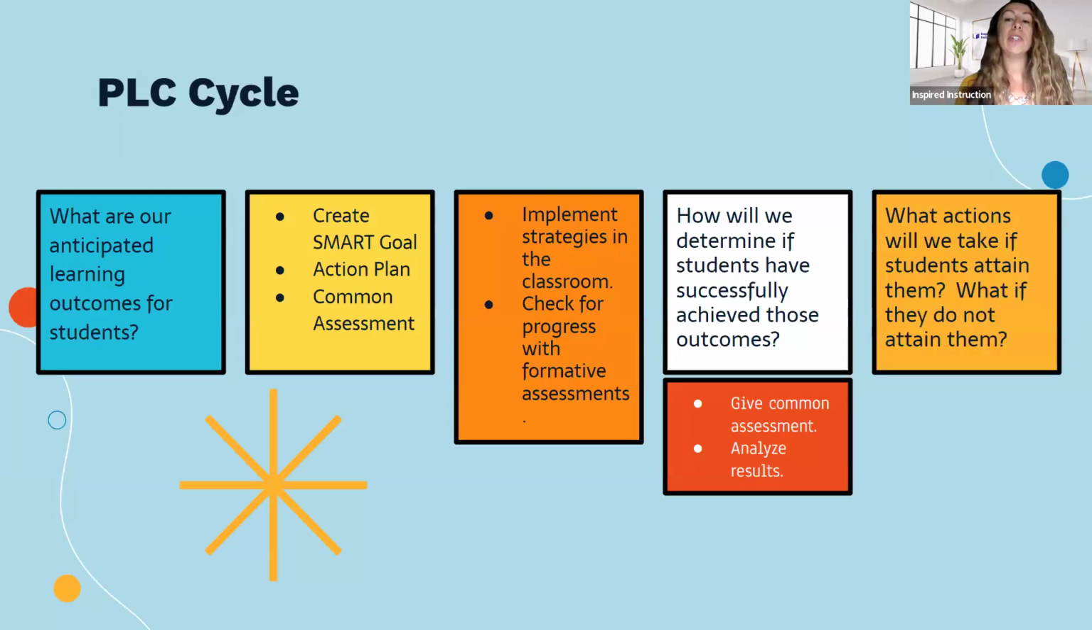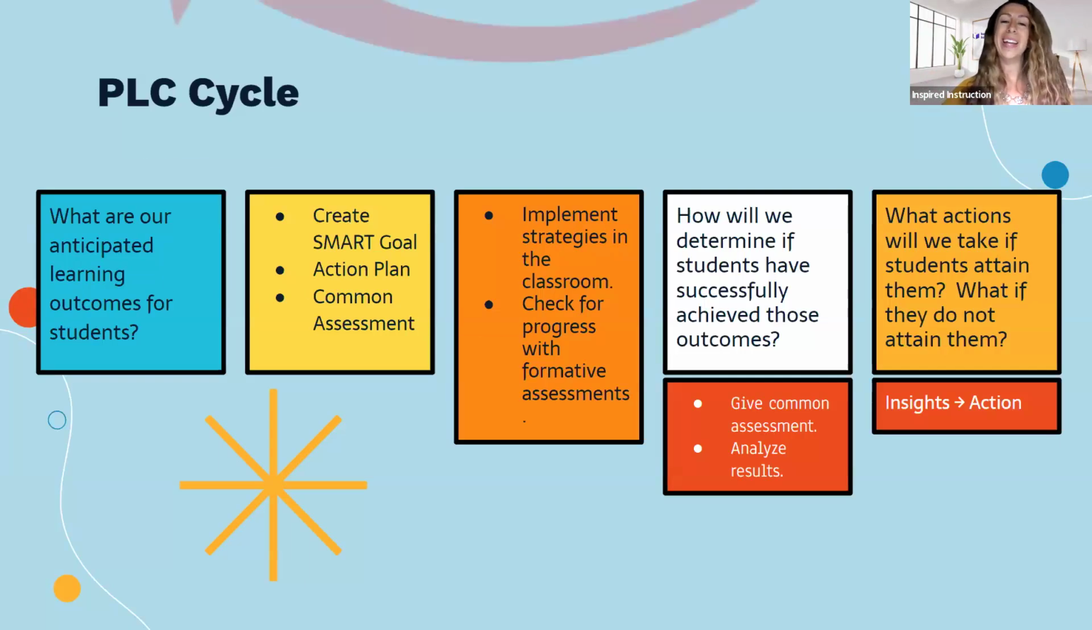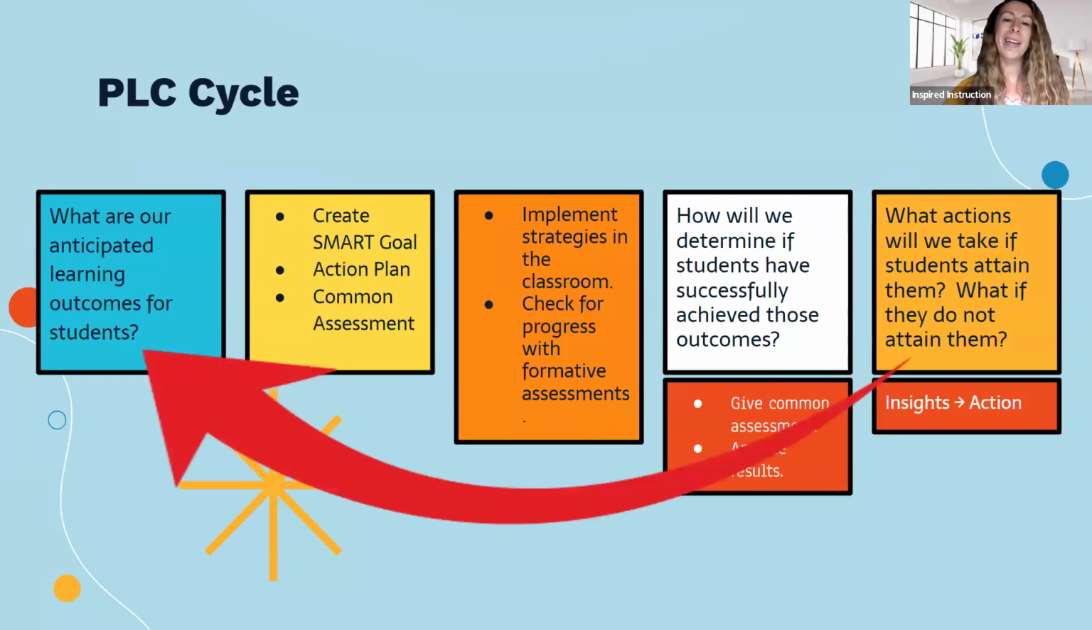Then finally, what actions are we going to take if students attained them and if they did not attain them? So what are we thinking about how we're going to address if students were successful or if they struggled? And then from there, we say, okay, we're going to take those insights and turn them into action and start to implement some of those things and start the cycle again. Okay, so that has a little more clarity in between what might happen in between the stages of those 4 questions. But it gives a nice little overview of how things would lay out in a timeline.